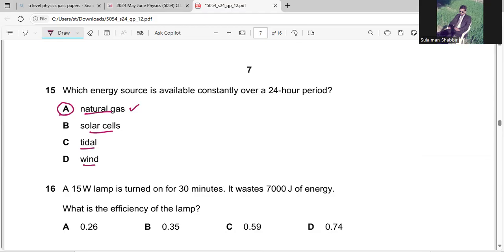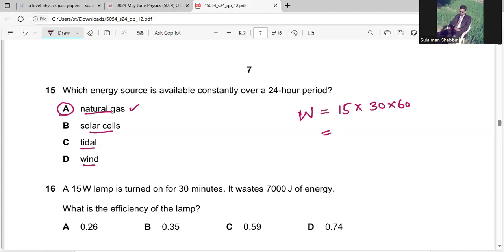A 15-watt lamp is turned on for 30 minutes. It wastes 7,000 joules of energy. What is its efficiency? So first I will take the total energy, which is power multiplied by time: 15 multiplied by 30 multiplied by 60.